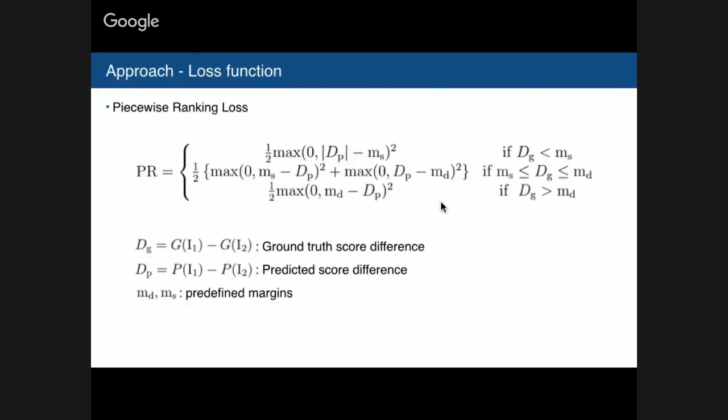Okay, but will it always penalize in the right direction if you use the absolute value? Yeah, of course. If the sign is wrong, it's still pushing them together.